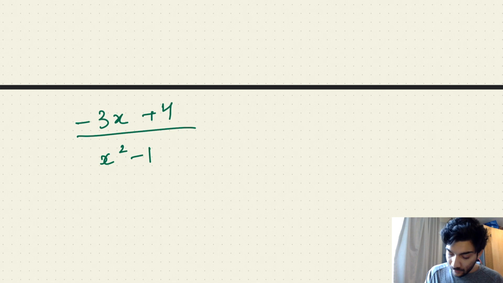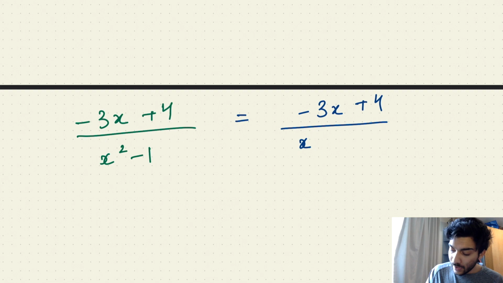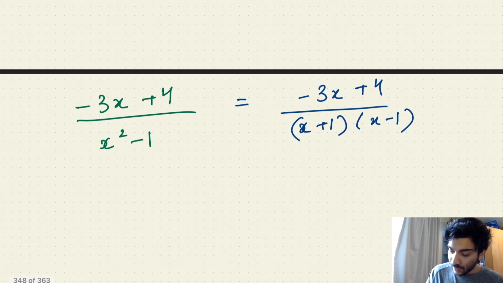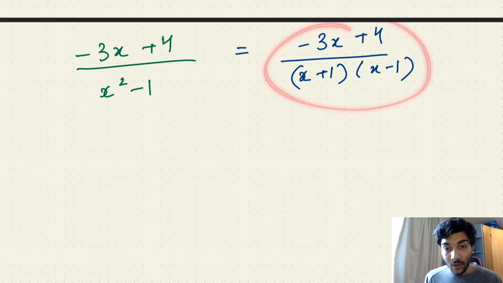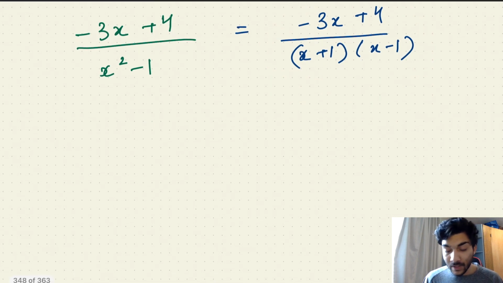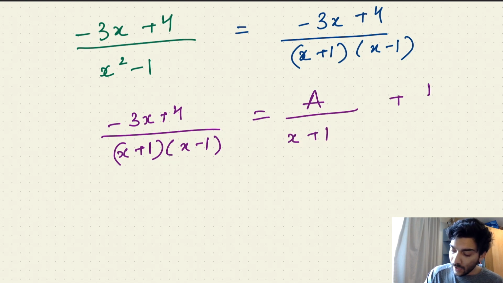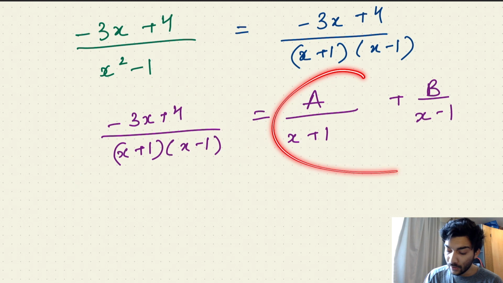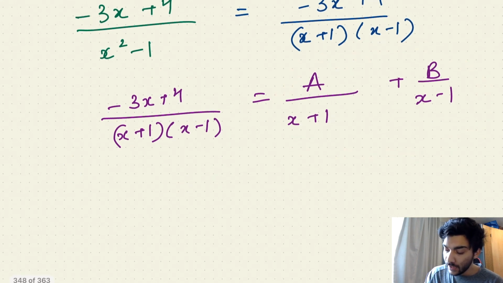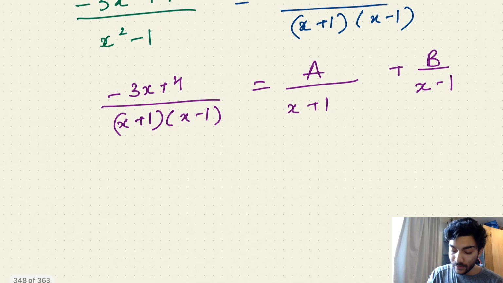So we know that we have factored out terms in the denominator. So this can be easily converted to minus 3x plus 4 upon x plus 1 times x minus 1. And now because of the partial fractions, you know how to break down this expression into individual components. So you can write minus 3x plus 4 upon x plus 1 times x minus 1 as simply a upon x plus 1 plus b upon x minus 1, right? And now you can solve for your a's and b's in order to simplify this expression into these two individual components over here. So let's do that.